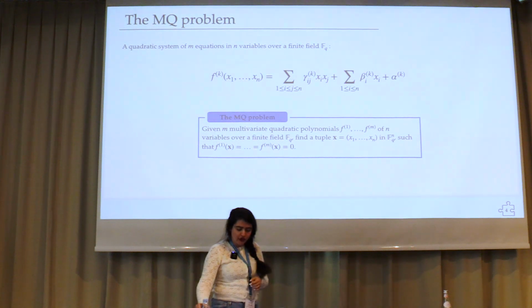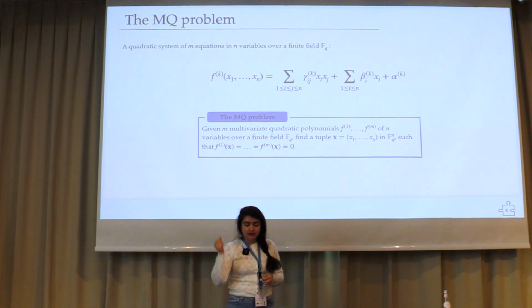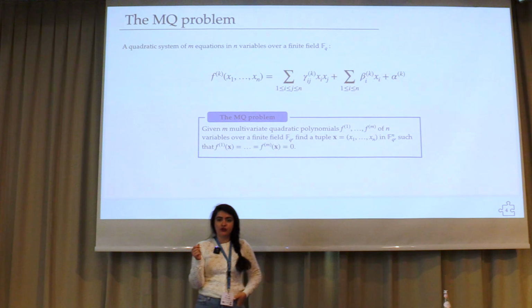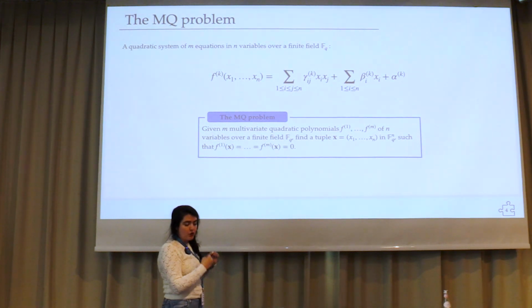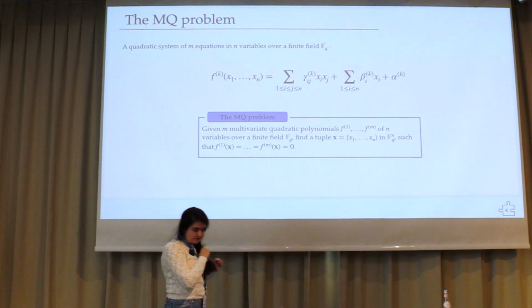So here, concretely, you have, let's say, a quadratic system of m equations in n variables, right? This is what it looks like. So imagine polynomials, and they are quadratic. So at most, all of the monomials are at most degree 2.